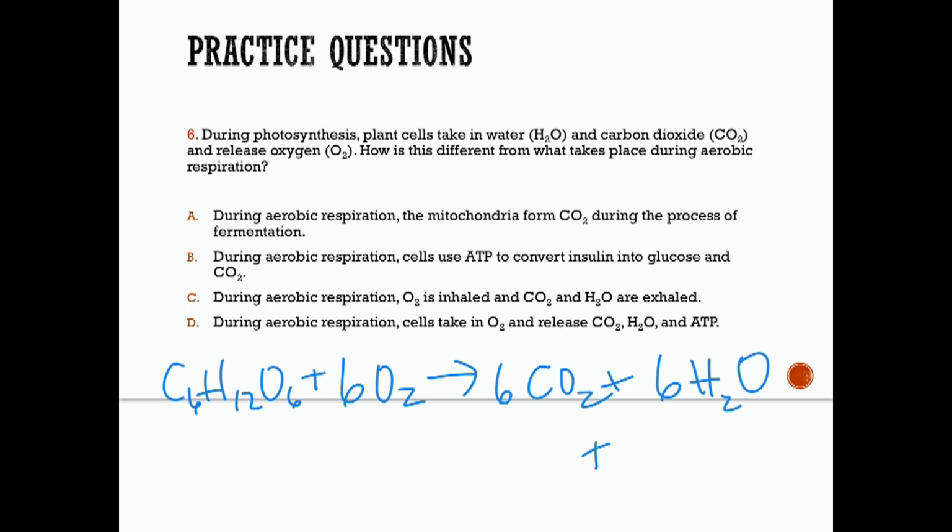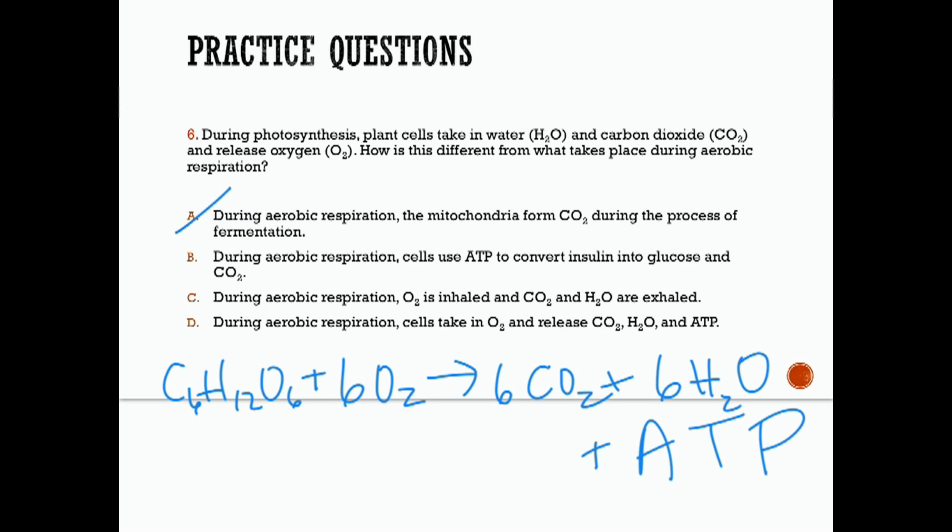And last but not least, ATP, energy. Okay, so when you're looking at your choices, I think this will help. Let's just look at A. During aerobic respiration, the mitochondria form carbon dioxide during the process of fermentation. But wait a minute, fermentation was when we talked about anaerobic respiration. Okay, so that doesn't even make sense.